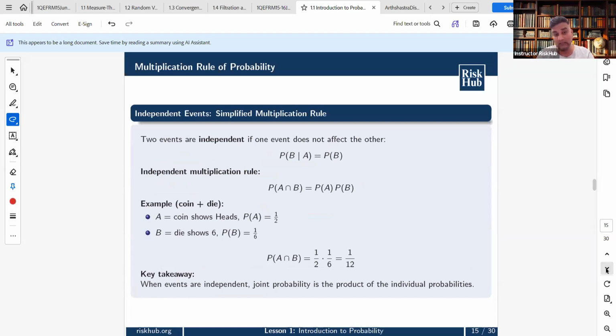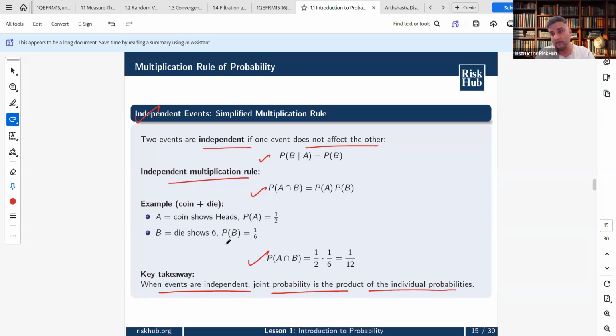We talk about independent events, which is a simplified mathematical rule. Two events are independent if one event does not affect the other. This is what we have: the independent multiplication rule. And this is the example. When events are independent, the joint probability is the product of the individual probabilities, right? So with no influence, substitute into the multiplicative rule: P(A intersection B) is equal to probability of A into probability of B.